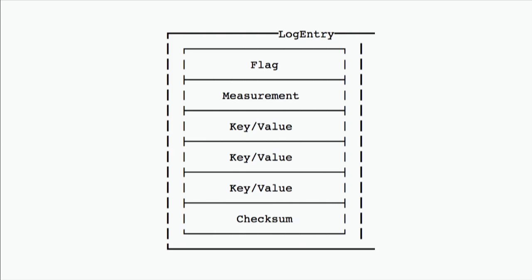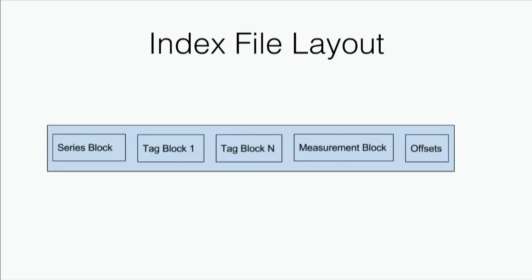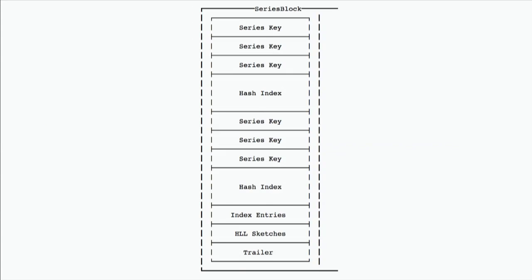So we only write this log entry when there's an insert. If we already know about the time series, we don't do this, right? Here's the index file layout. It's pretty basic. You have a series block followed by a number of tag blocks, followed by a measurement block, and then the offsets for where we can find the beginnings of those blocks in the file so that we can skip around, right, just like a byte array.